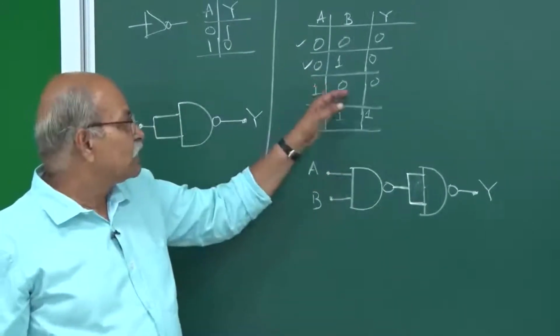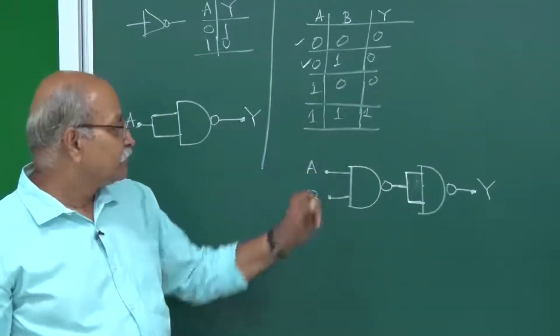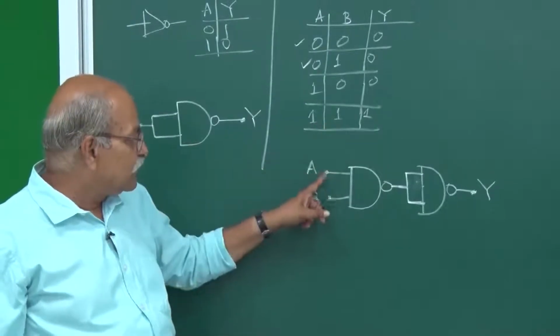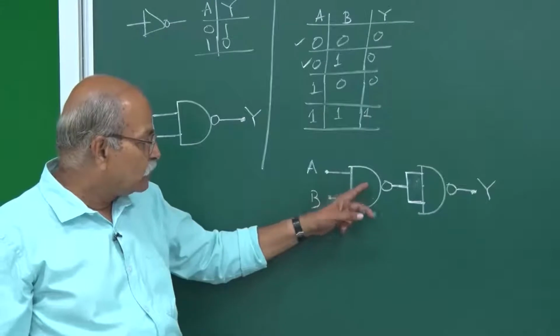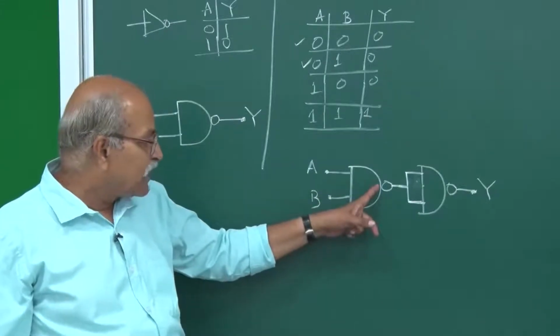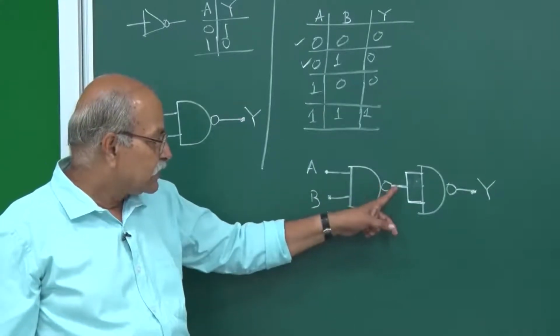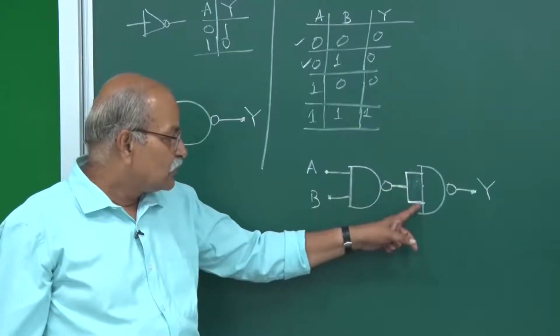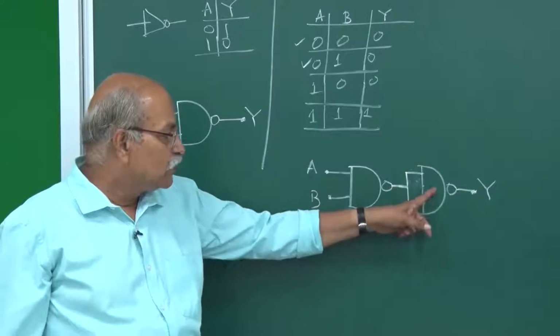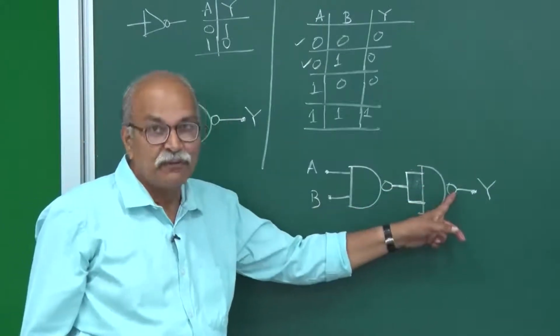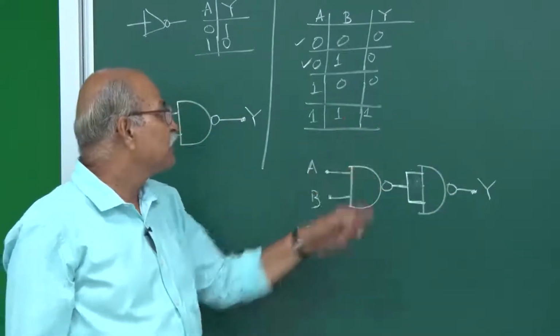Same story, 1, 0 will give me 0. 1, 1. So if A is 1 and B is 1, so 1 here, 1 here. AND will give me 1, so 1 here. NOT of that will become 0, so 0 here. So 0 here and 0 here. And 0, 0 AND will give me 0. And NOT of that will become 1. So 1, 1 will become 1.